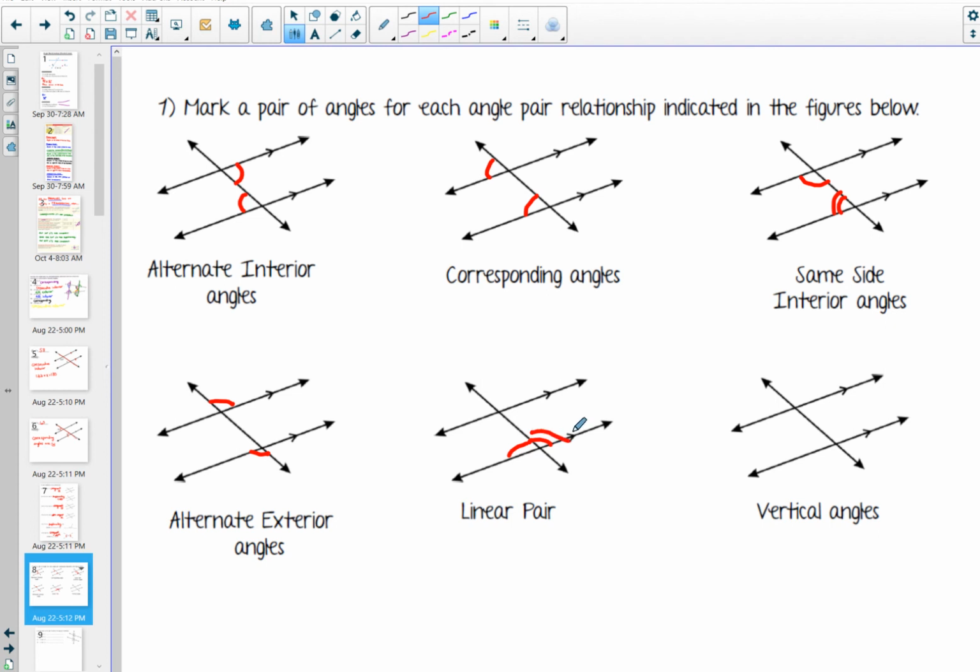Linear pair. They will be supplementary. They will add up to 180, and make that line. Linear pair, look at it. It has the word line in it. Kind of like a giveaway right there with that line.